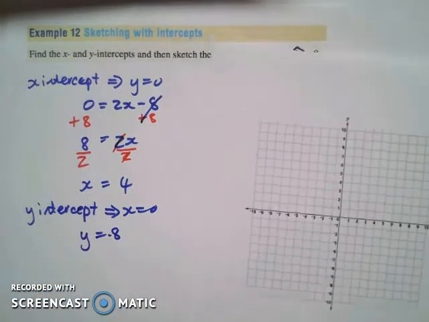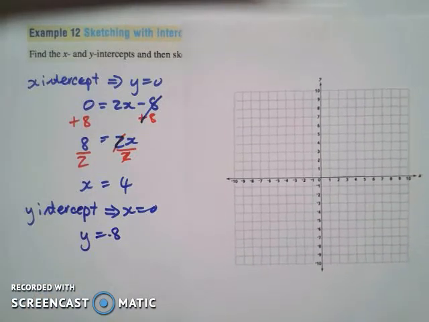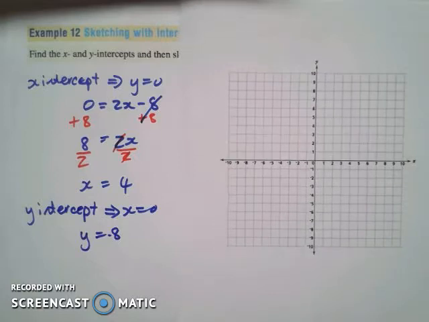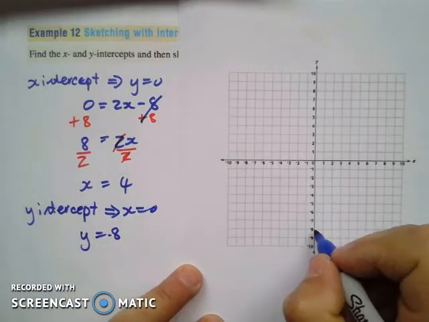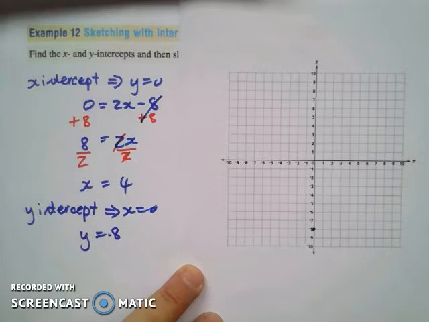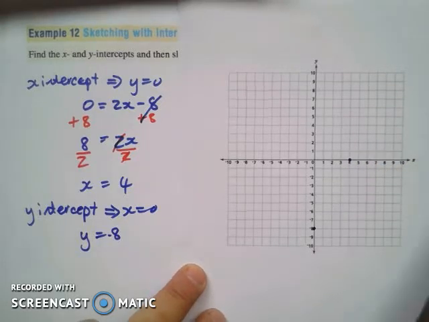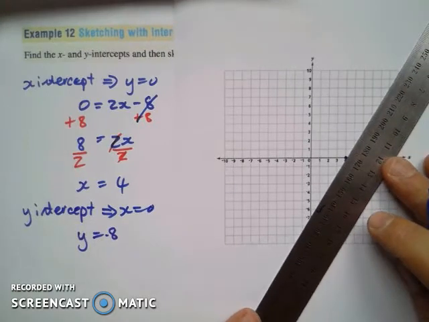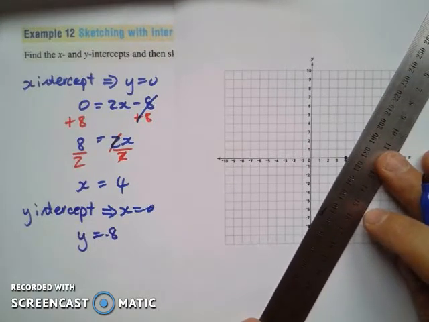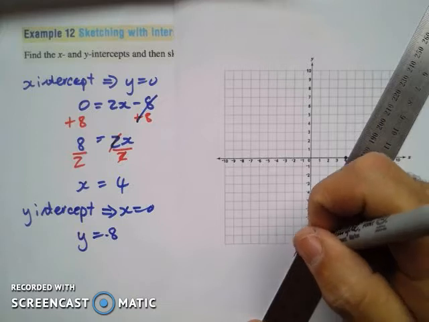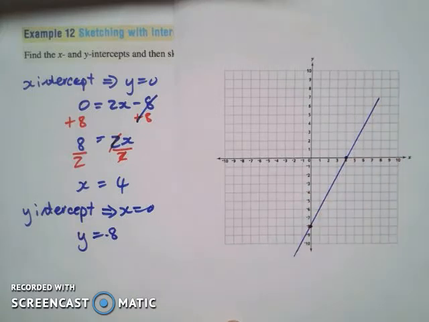Draw the graph of that. There's my y-axis and my x-axis. My y-intercept is at negative 8. My x-intercept is at 4. I have 2 points, and I only need 2 points to draw my line. So from there to there. Thank you.